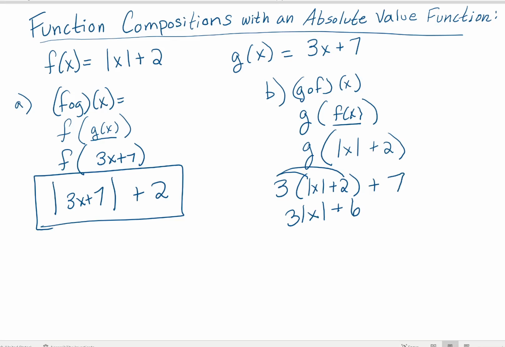So again, I'm just going to have 3 absolute value of x. And here I can add like terms because the 6 and the 7 are not within the absolute value. So 6 plus 7 is 13. And we get 3 absolute value of x plus 13 for our answer for this one.